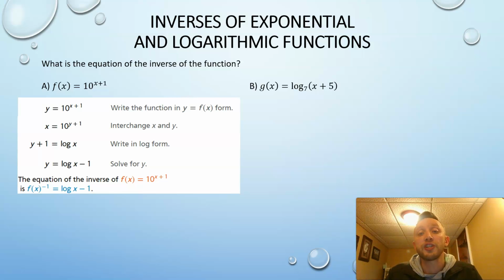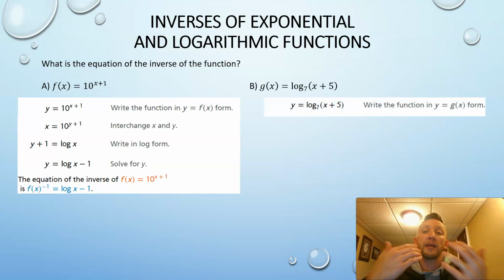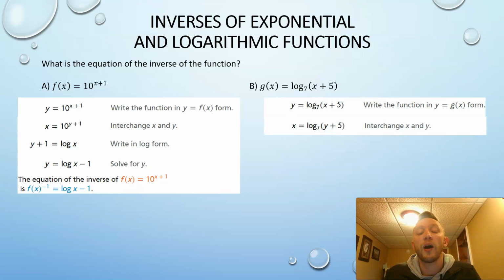So here we have function g is log base 7 of the quantity x plus 5. The first step is always the same if it's written as a function: get it as an equation. So we're going to write it as y equals instead of g of x equals. That's simple. The second step is also simple: interchange or switch the x and y. So now we have x equals log base 7 of y plus 5. So far, it's pretty simple.